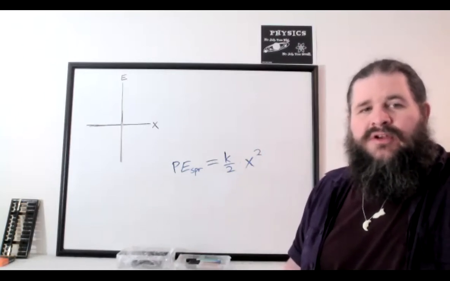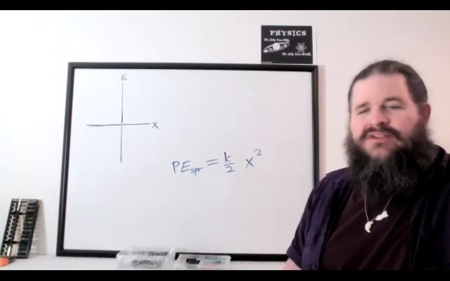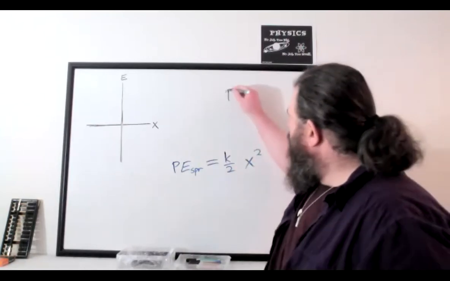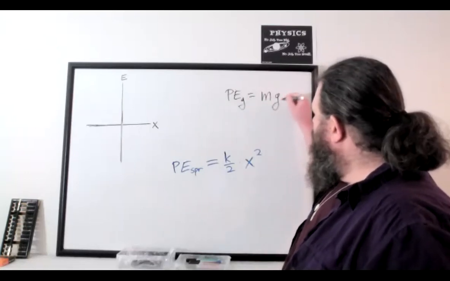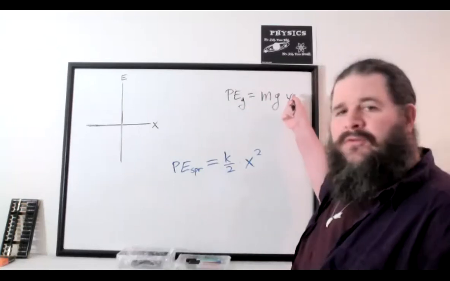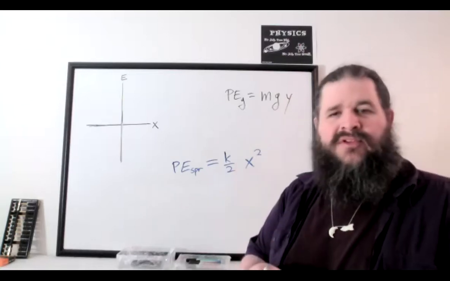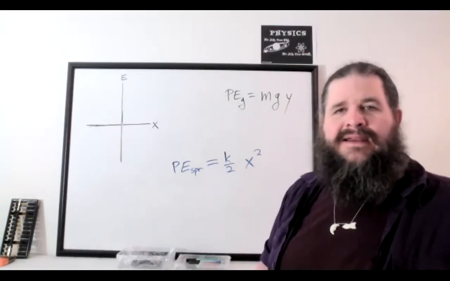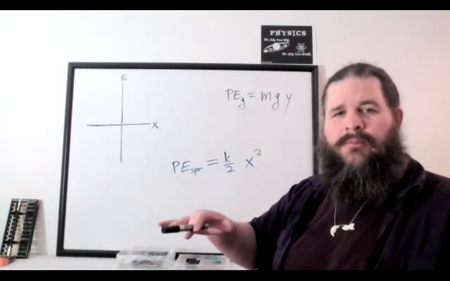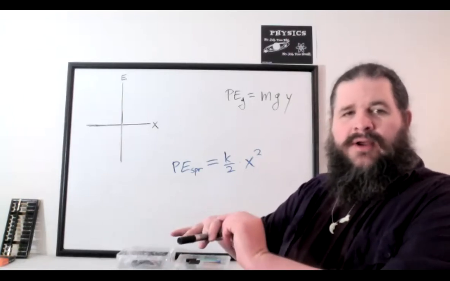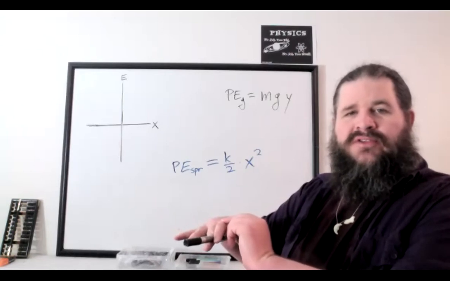Other types of potential energy can be negative. For instance, gravitational potential energy. It's entirely possible for y to be negative because y just represents your height as compared to some reference point. Like let's say we call the ground y equals 0. If you're on the ground, you're at height 0, so your potential energy is 0.